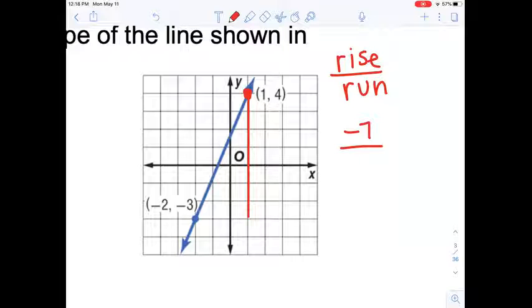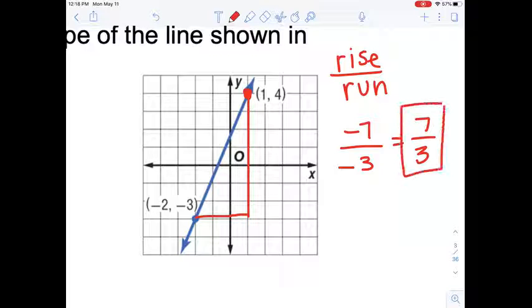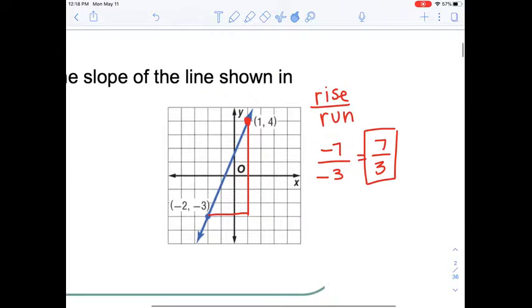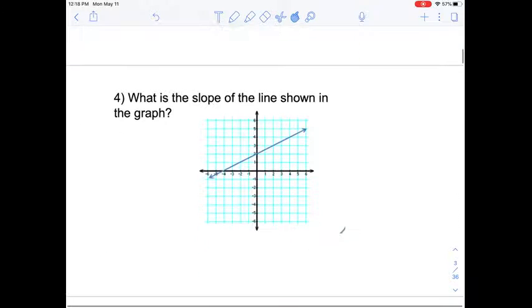My run is how far left or right I have to go. Well, in this case, I have to go left, so I know it's going to be negative, and then I count that out as 1, 2, 3. So my run is negative 3. And now with slope, we just have to simplify. So I'm going to leave it as a fraction, as 7 over 3, improper, that's okay. But a negative over a negative is a positive. So this does turn into 7 over 3. And then I leave it just like that.